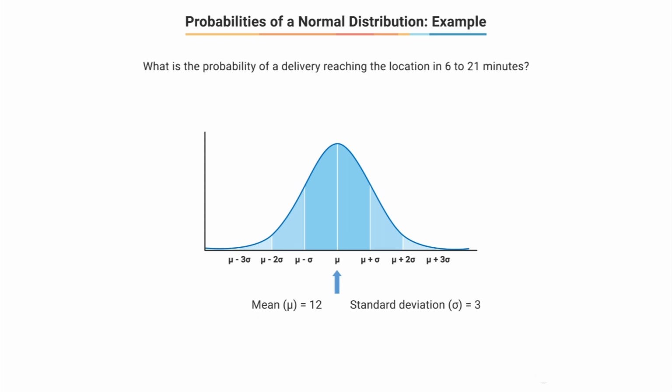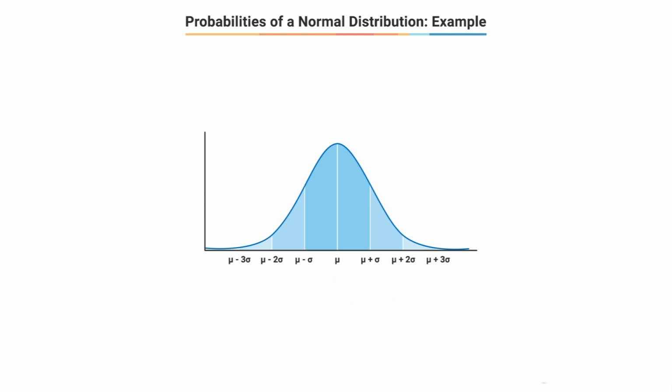Suppose we want to know the probability of any delivery taking about 6 to 18 minutes to reach a customer location. If we plot this on a normal distribution, we know the value mu is given to us as 12 minutes. And if we look at the left and right symmetry, we know that the standard deviation is 3 minutes. So mu plus 1 standard deviation will be 15 and mu plus 2 standard deviations will be 18 and so on. Similarly, on the left hand side, mu minus 1 standard deviation will be 9 and mu minus 2 standard deviations will be 6. Again, because our mu is 12 and standard deviation is 3.